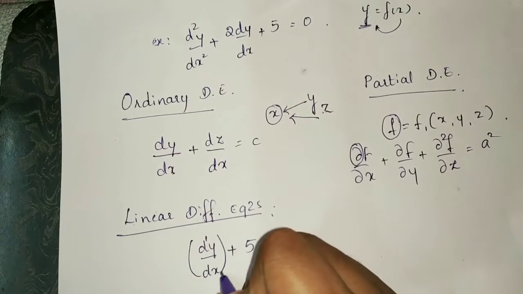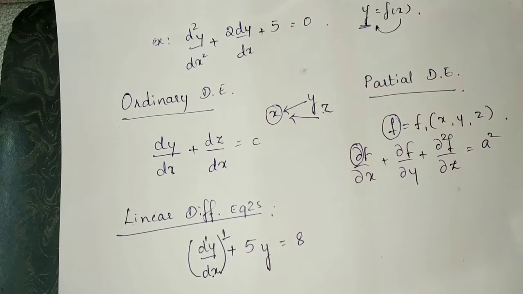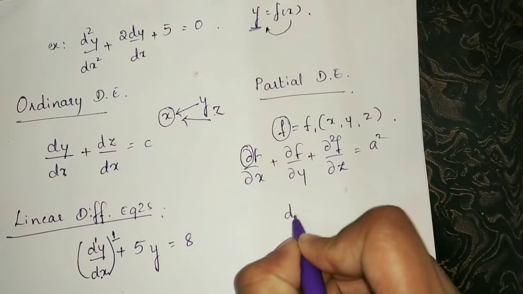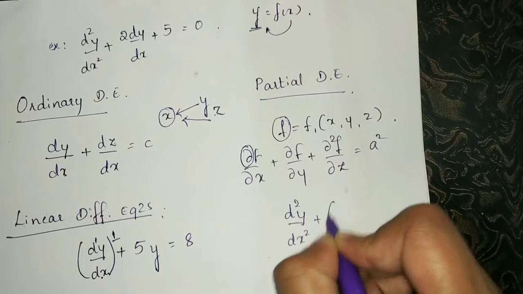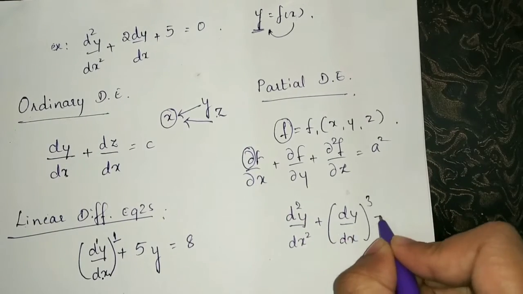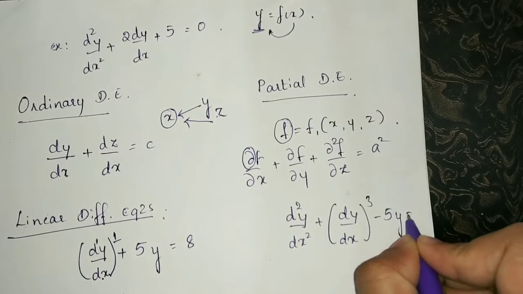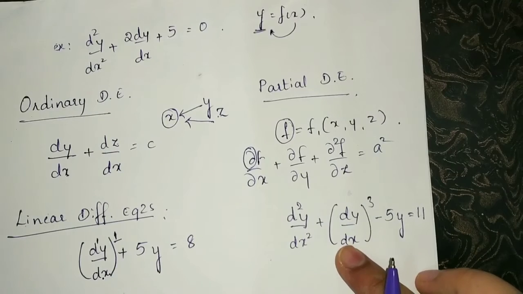Again, here dy by dx has the power 1. Therefore, the degree will be 1. Suppose the equation is in the form d square y by dx square plus (dy by dx) raised to 3 minus 5y equal to 11, which is also a differential equation.